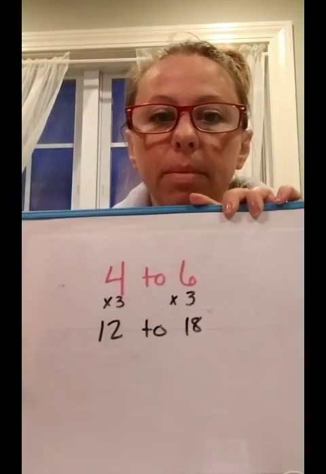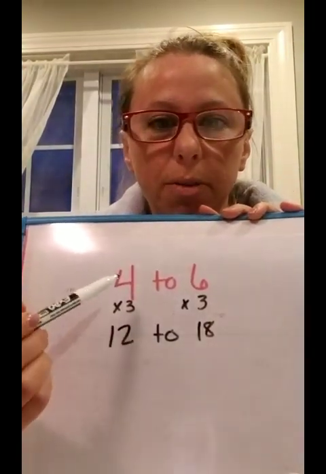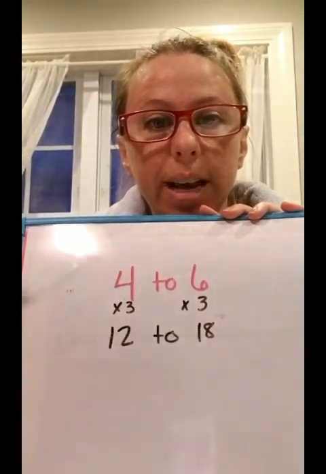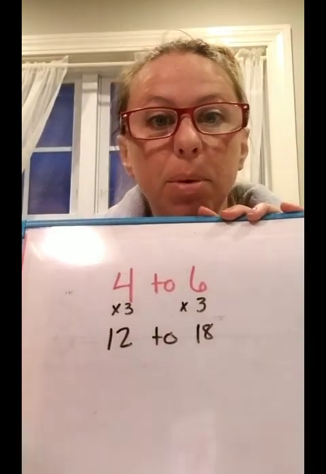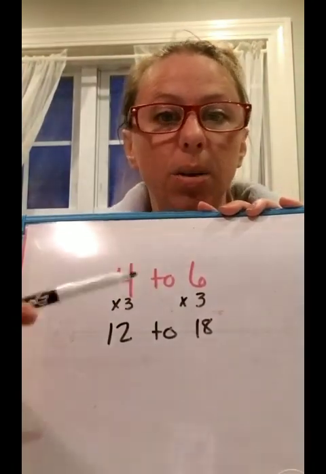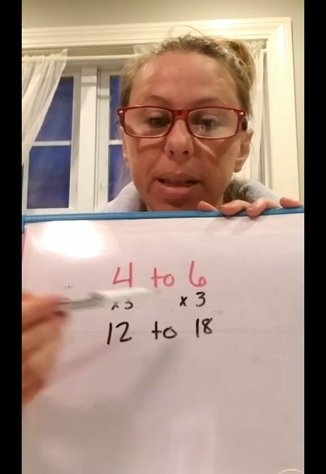So if you multiply 4 times 3, you're going to get 12. 6 times 3, you're going to get 18. So an equivalent ratio of 4 to 6 is 12 to 18. It's going to be the same ratio when you break things down. You're just multiplying both things by the exact same number.